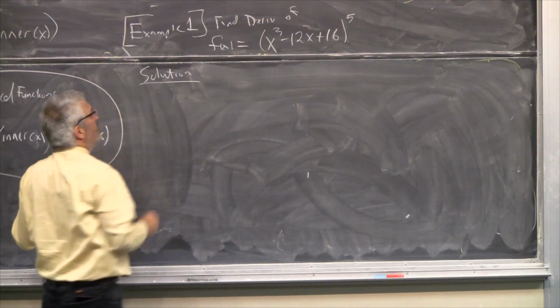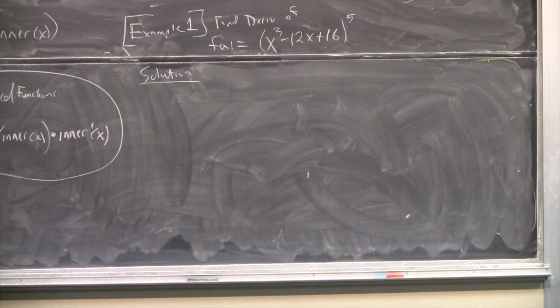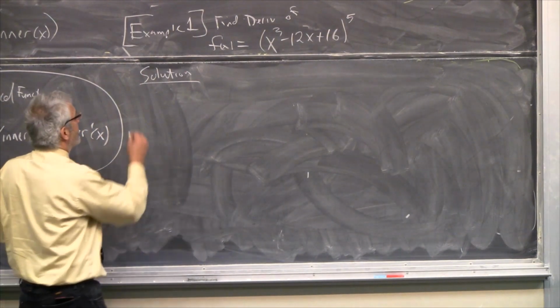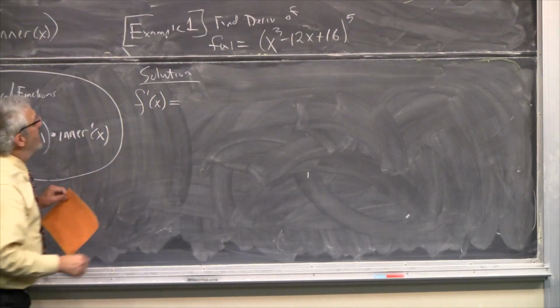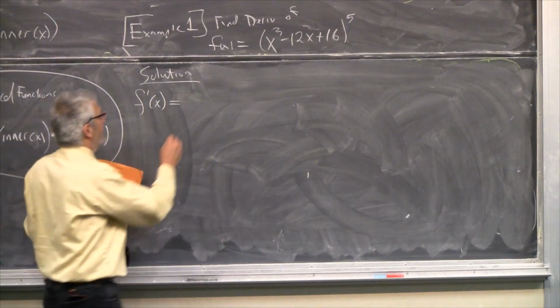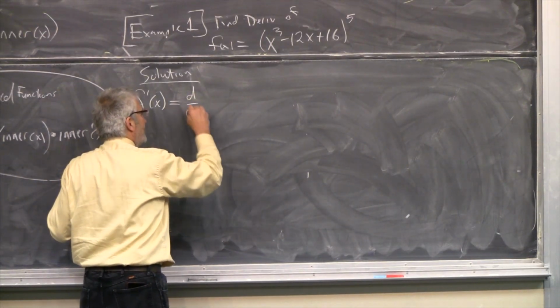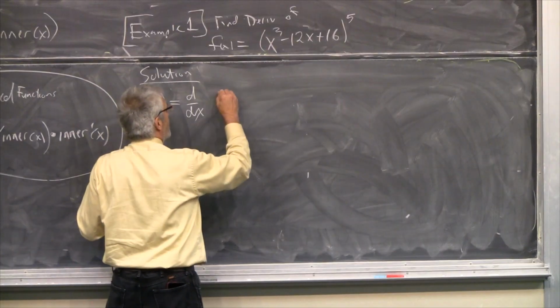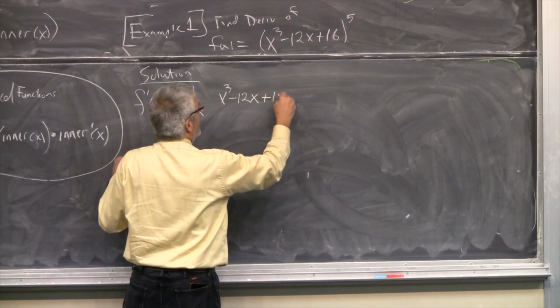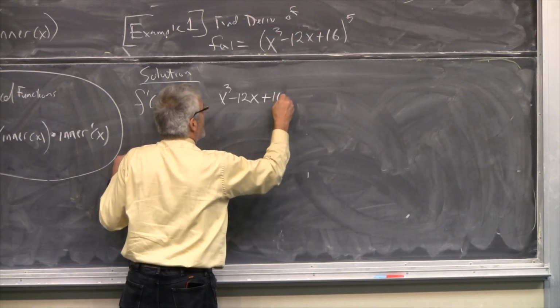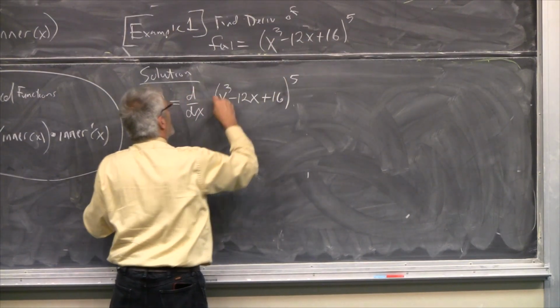Now, as I always do, I start by writing down the things that we've been asked to find. We've been asked to find f prime. And I want to write down generally what that means. It means we're going to be doing this: d dx of that baby, x cubed minus 12x plus 16 raised to the 5th power.